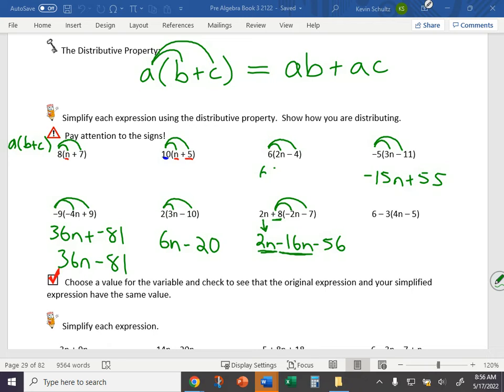At the end of the day, how many n's do we have? We start with 2, take away 16. What do we got? Negative 14. Right? So negative 14n minus 56 would be our simplified expression here. Okay? We have to distribute first because of the order of operations, and since we can't combine 2n and 8, just the 8 goes in.